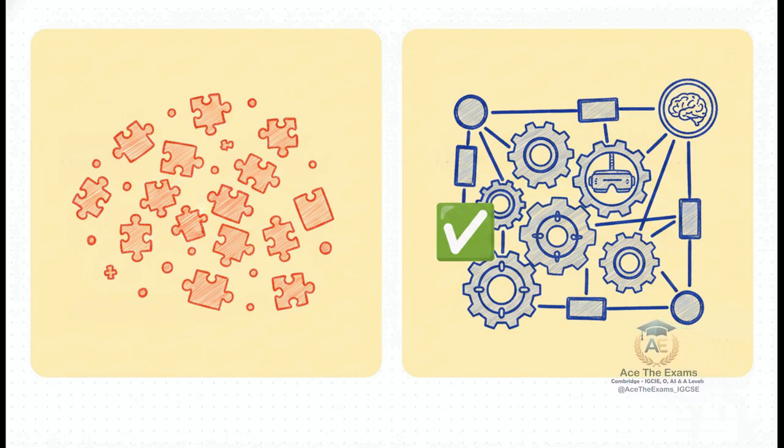Furthermore, and this is a huge secret weapon, principal examiner reports specifically highlight that candidates who reference cross-topic connections achieve significantly higher marks. What does that mean?